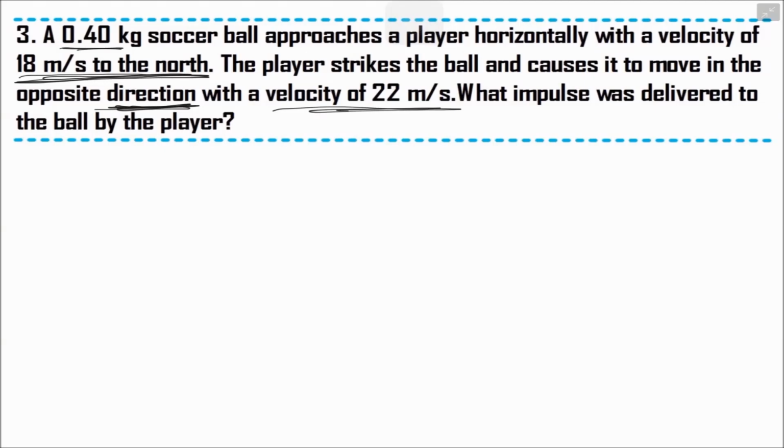So it's asking for impulse. Impulse means delta P, and delta P means change in momentum. It's also equal to F times delta T. But there is no information about force, and there is no information about the time. So we will use delta P directly. And delta P is M times V final minus M times V initial.